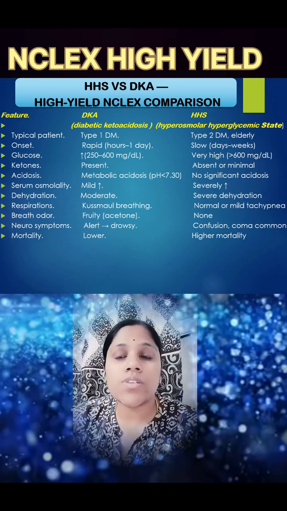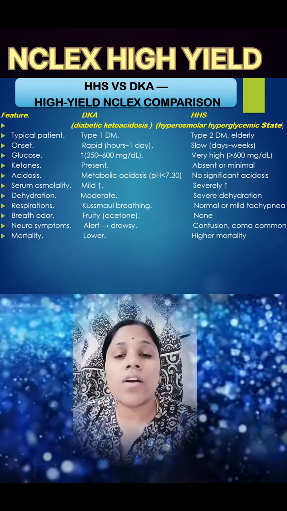And we can see the glucose trend in DKA is about 250 to 600 milligram per deciliter. In case of HHS, it is very high, above 600 milligram per deciliter. In case of ketone bodies, they are present in DKA patients, and absent in case of HHS, or present in very minimal amounts.